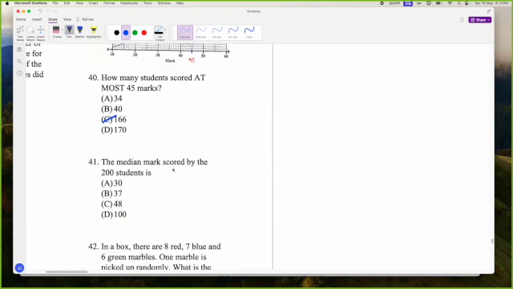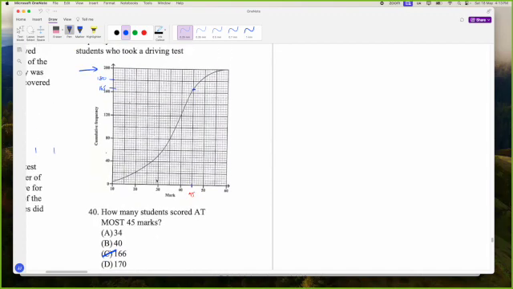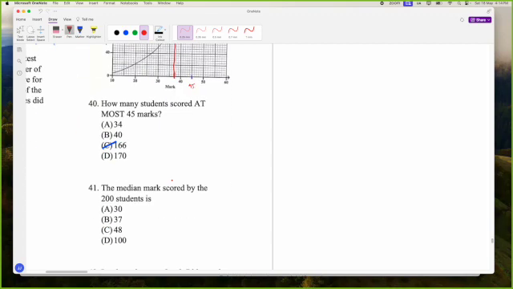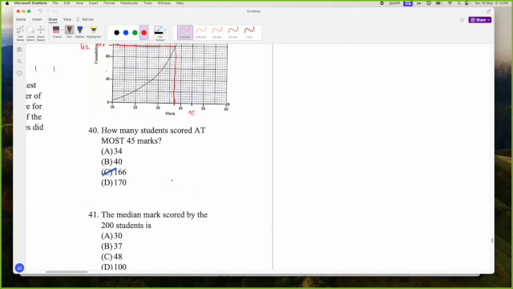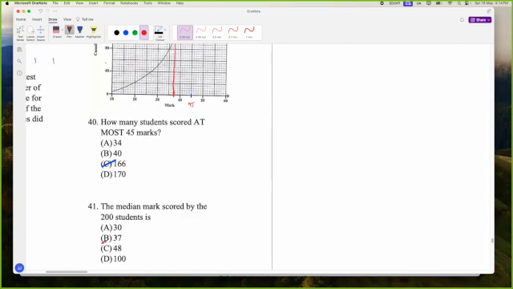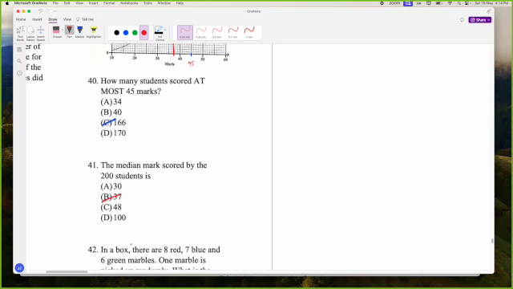The median mark scored by the 200 students: well, I know how to find the halfway of 200. Halfway of 200 is 100, which I believe is about here. 80, 100, 120, 140, yeah? So this is the Q2, and if I come down here, it should be between 30 and 40. Let me see, around 37. They have 37 here. So around 37-ish.